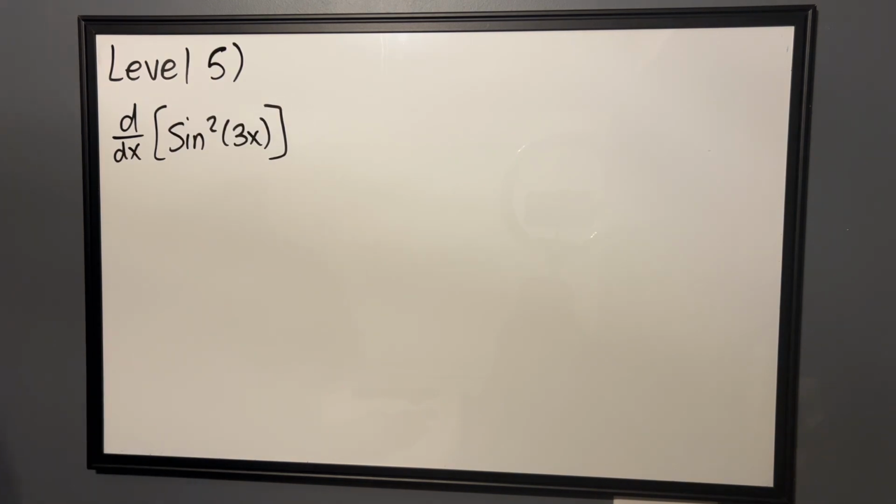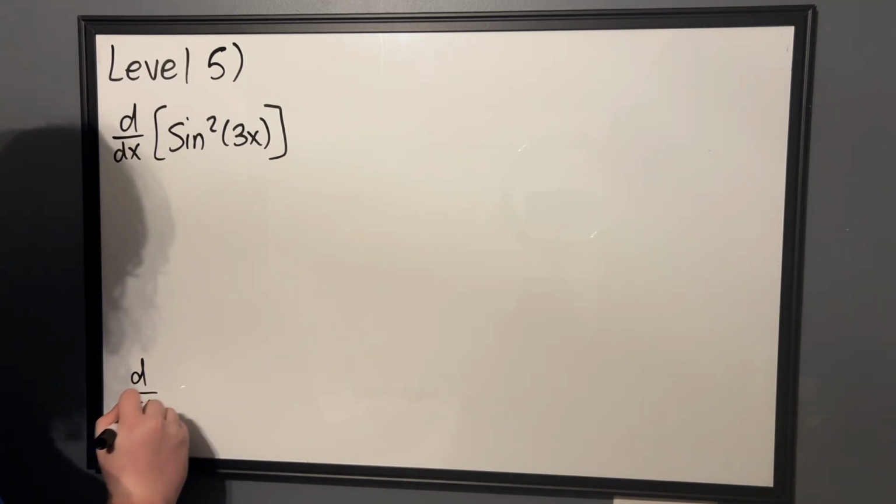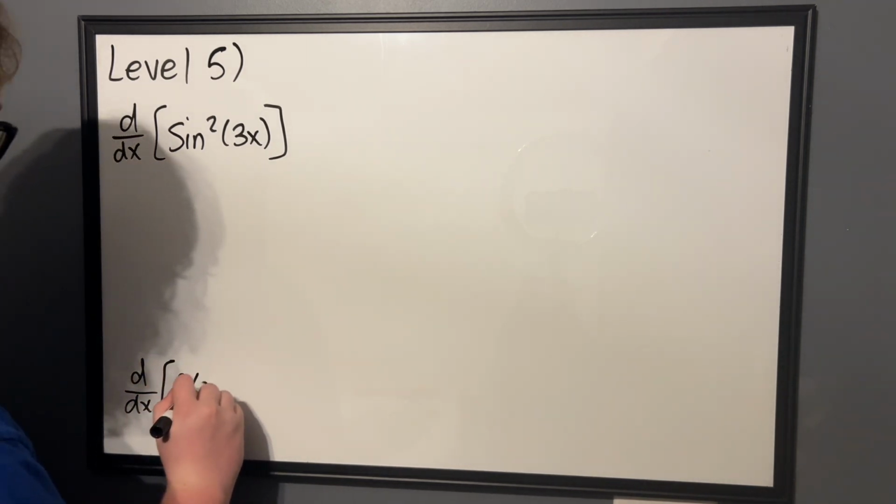Okay, so here we have level 5. This is the derivative of sine squared of 3x. Now, this one's going to be our first application of the chain rule. So again, I always like to write these rules down for you. So this one is the derivative with respect to x of f of g of x.